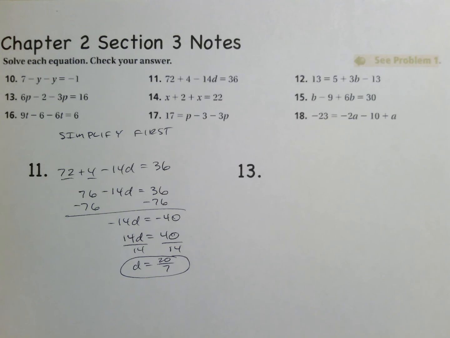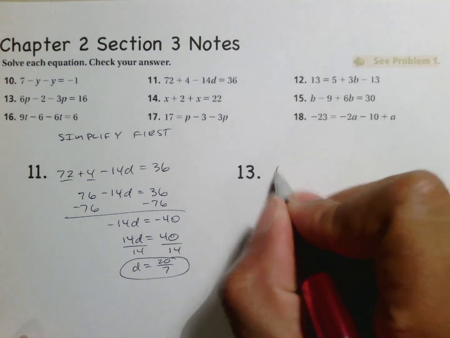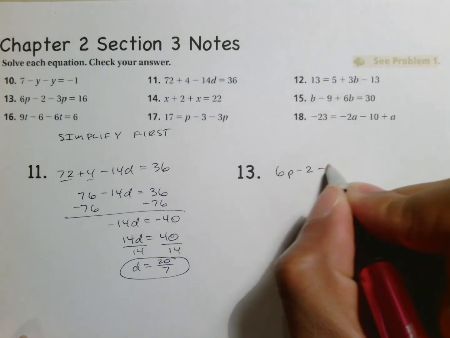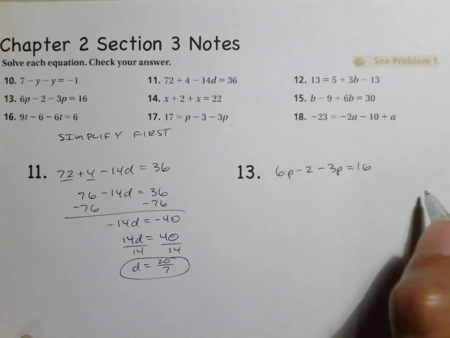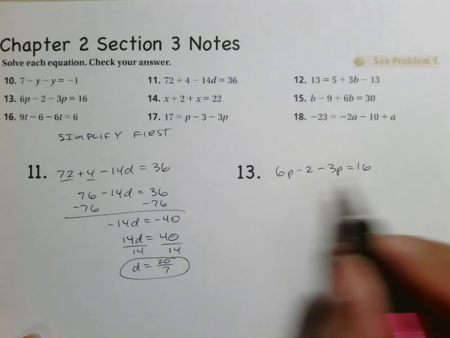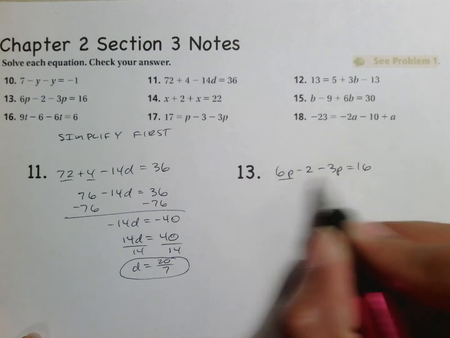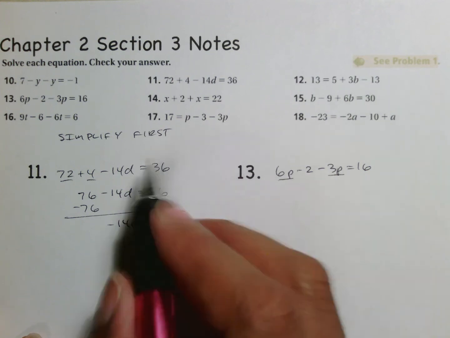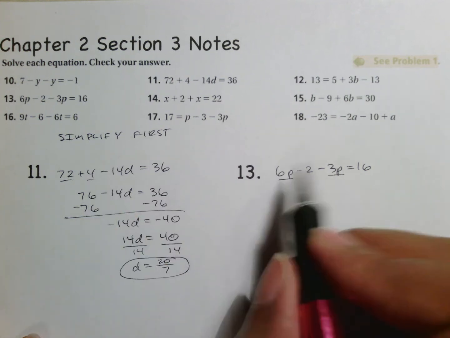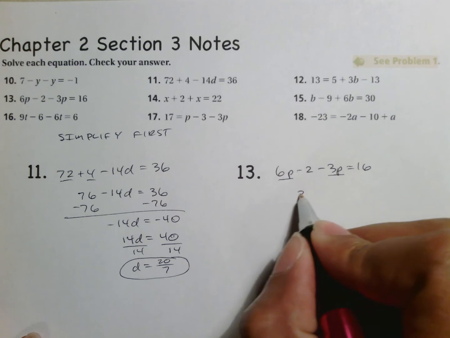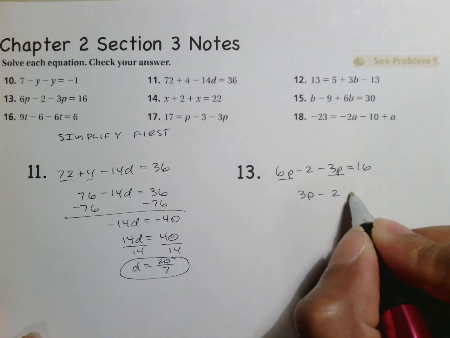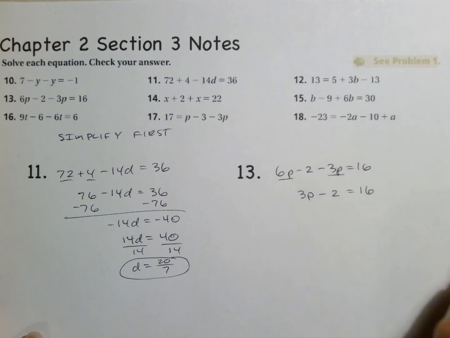I'm seeing a lot of people turn this into decimals, but remember, you cannot use decimals unless decimals are in the problem. Looking quickly at 13, we have 6p minus 2 minus 3p equals 16. Same thing, if you look at this carefully, the left side should kind of bring up a red flag because you have two like terms that are not simplified, and that is why you need to think simplify first. 6p minus 3p is 3p. Bring down your minus 2, bring down your 16.